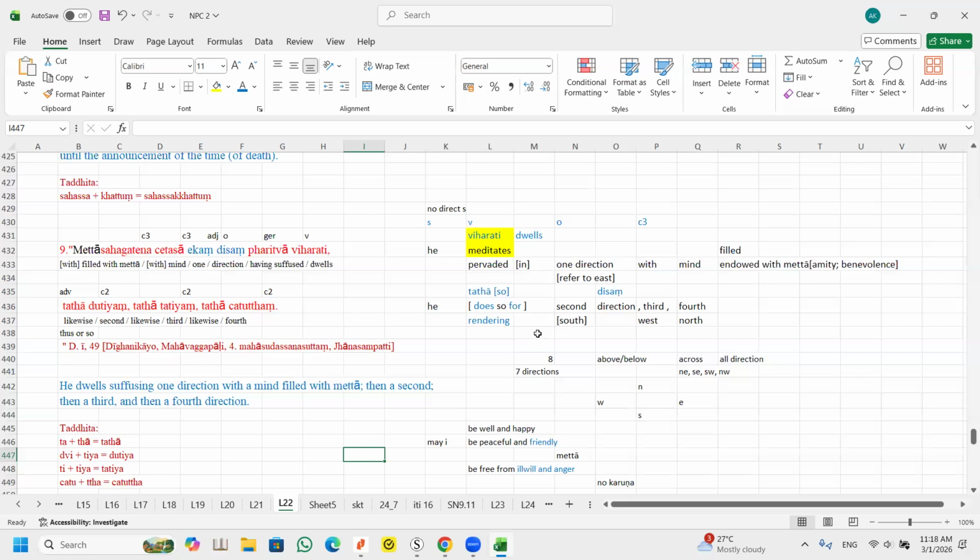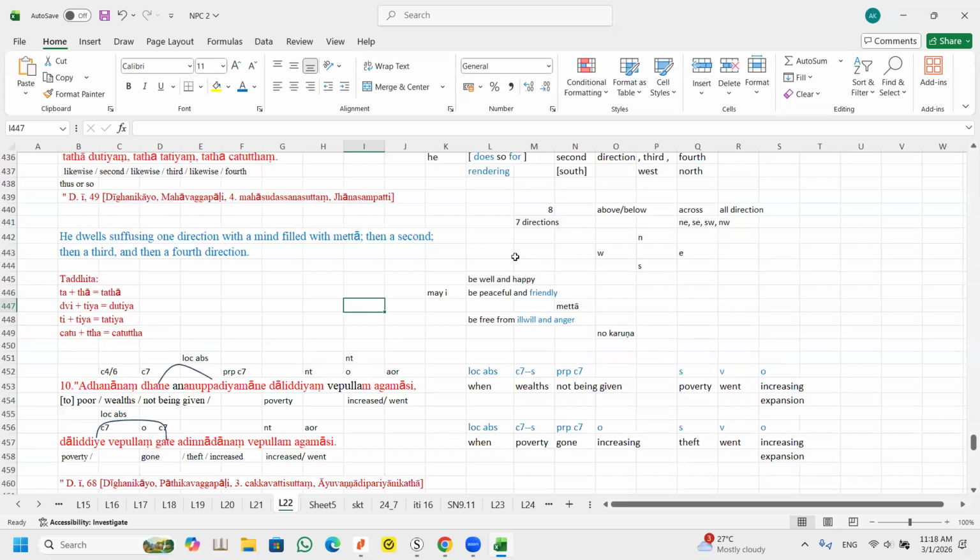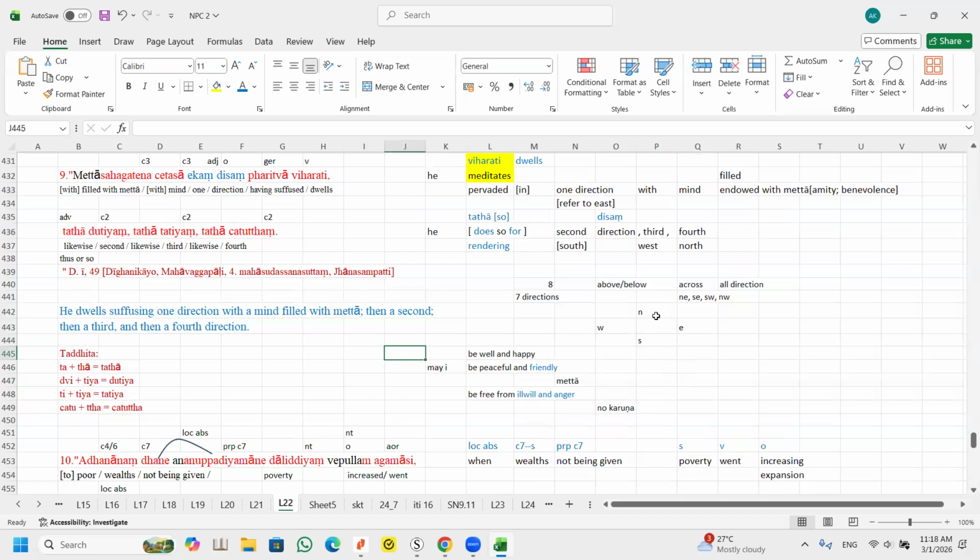Start with four directions. No need to be so ambitious, like a champion with eight directions or ten directions. Four directions is enough. After that, you extend. This is your starting point, metta. Okay. Any question on this? Okay, if not, then I will move to the next line.